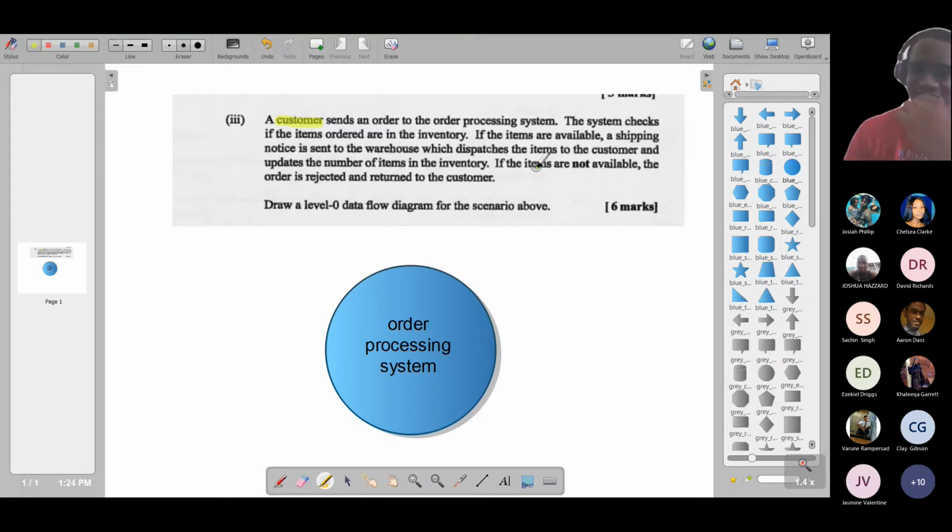All right. So if the internet, sorry, I don't have internet in my head. If the items are available, a shipping notice is sent to the warehouse, which dispatches the items to the customer. That has to happen through a process in the system, right? And updates the number of items in the inventory, the warehouse as well, right? The warehouse speaks to having access to information that is part of this current system, right?